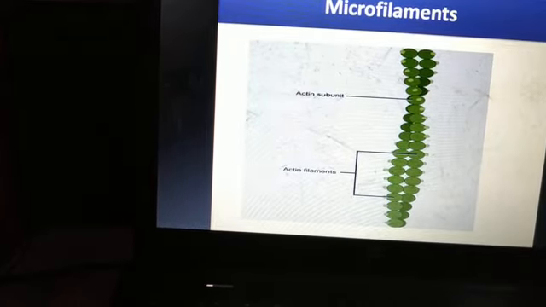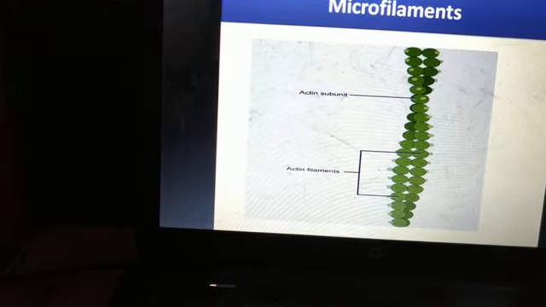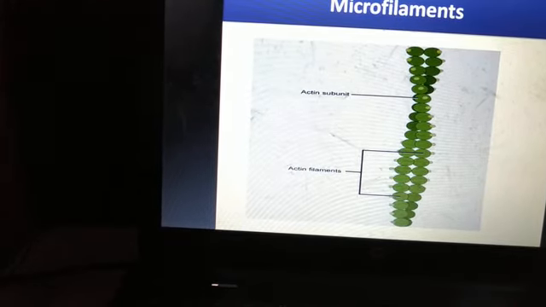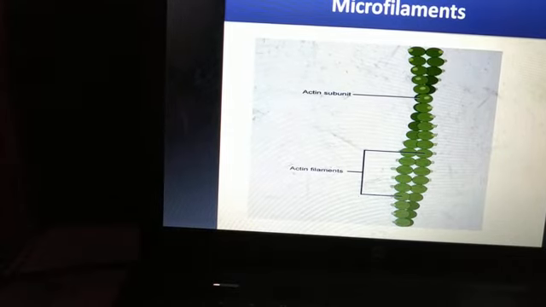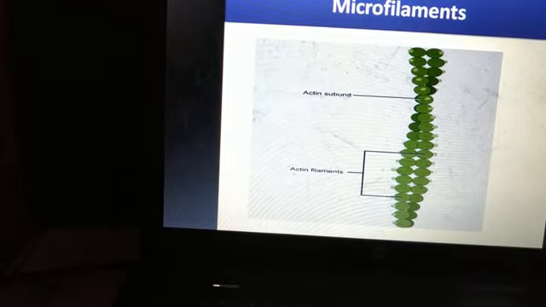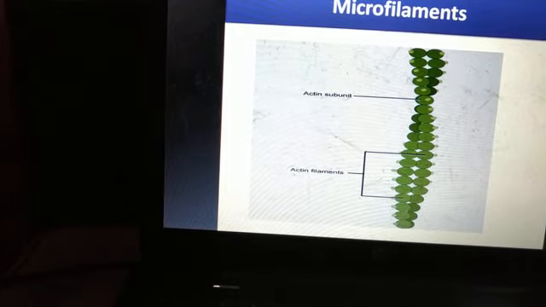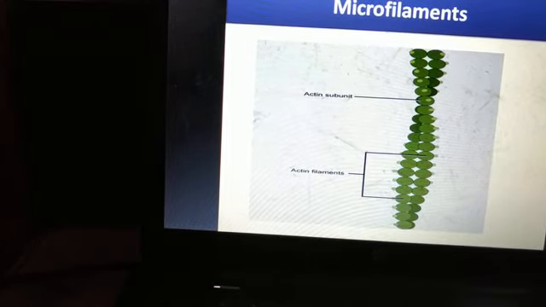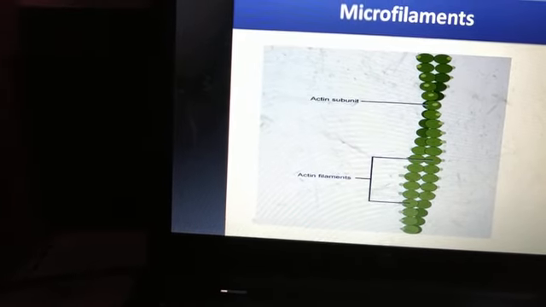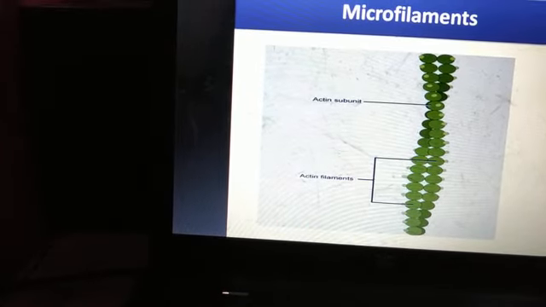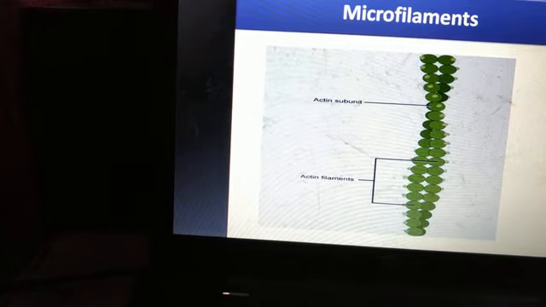These are found in the microvilli region of the plasma membrane. The microvilli are the finger-like structures present in the cell, which help to increase the surface area of the cell so that more absorption can occur. So this microfilament is found in the microvilli area of the cell.